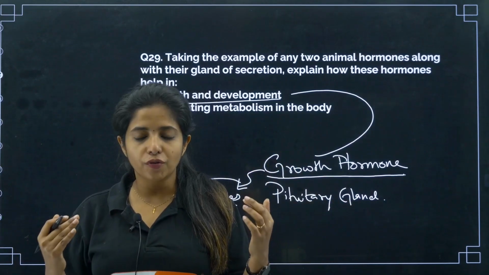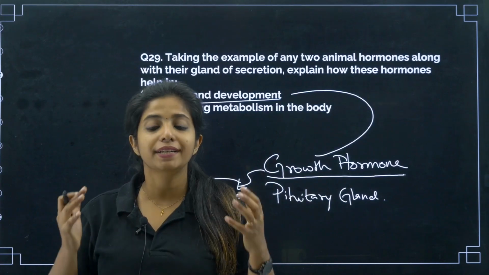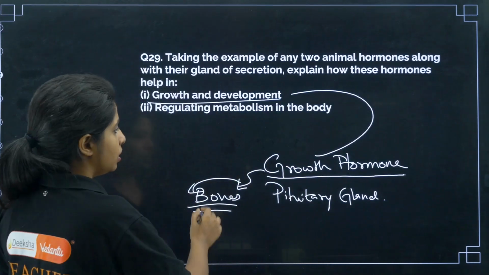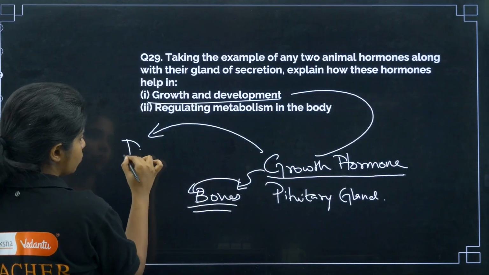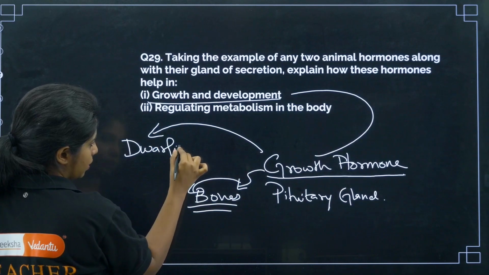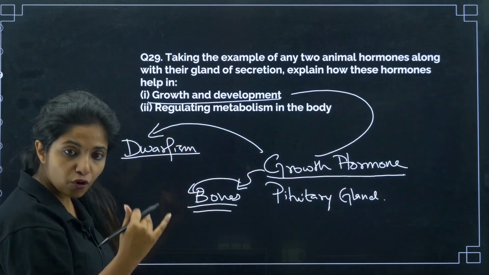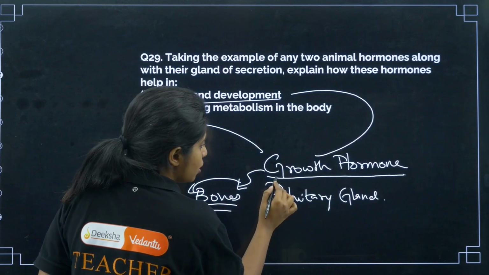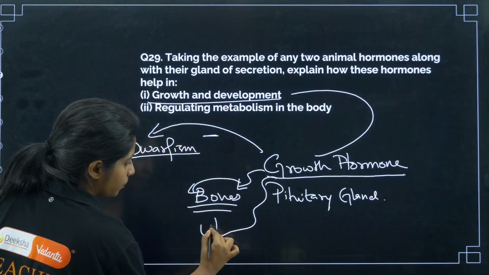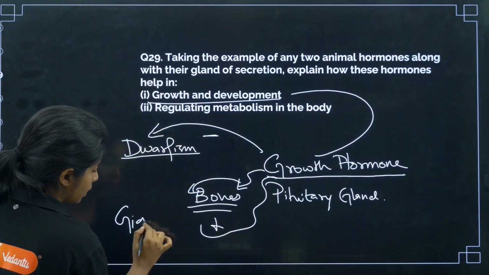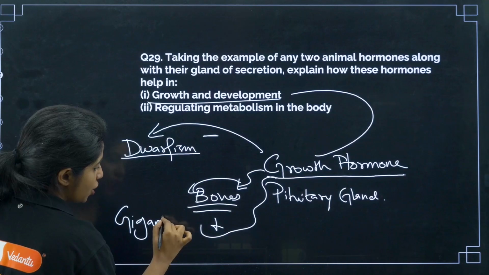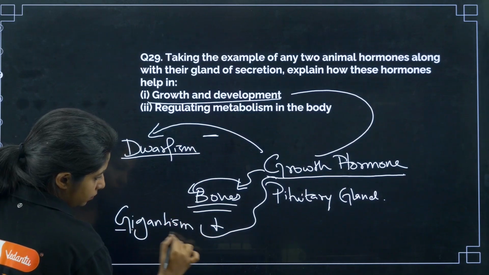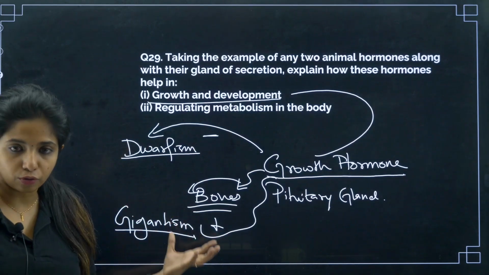Okay. Now over here, if the amount of growth hormone is less, there is a condition which is caused and that is known as dwarfism. You might have seen dwarf people, it's because they lack the growth hormone. They are deficient in growth hormone. Now, if it's way too much, this will again cause something that is known as gigantism, when it is produced way too much.